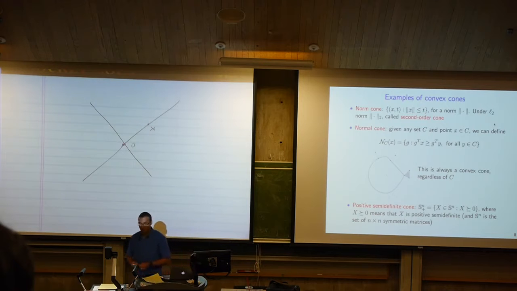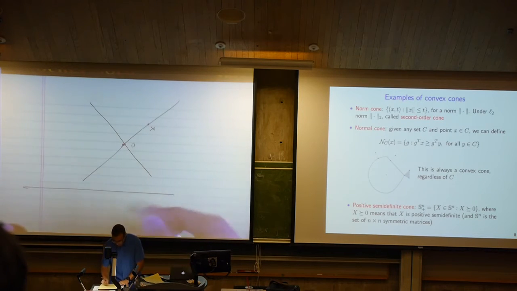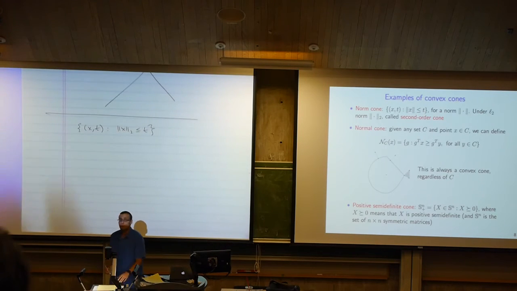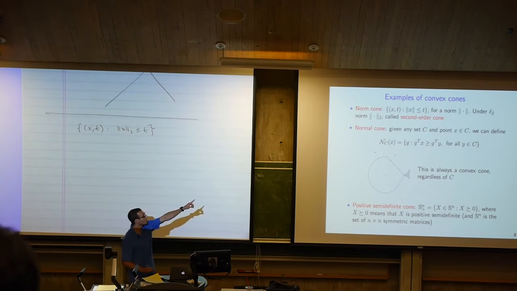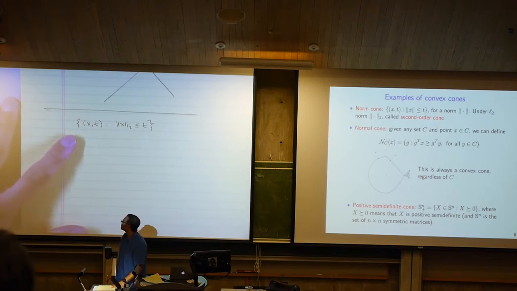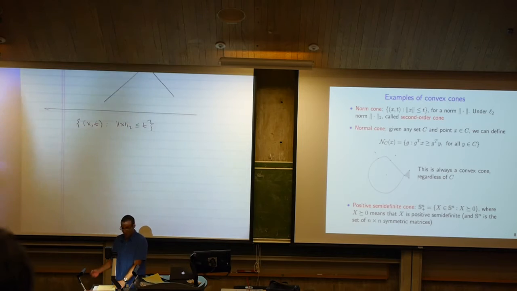If we look at this set, the set of all x, t, such that the L2 norm of x is less than or equal to t, this is a convex cone because I just told you that all norm cones are convex cones. This is actually called the second order cone, the special name. It's also called the Lorentz cone, and it's also called the ice cream cone. There's some names for it.